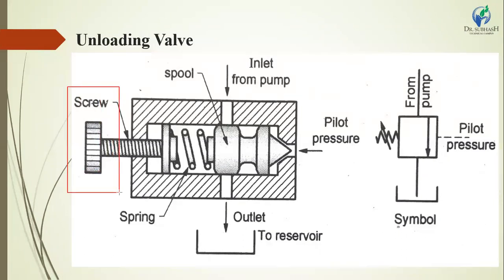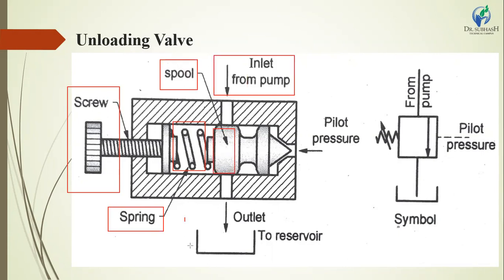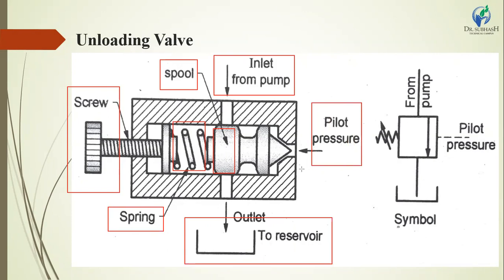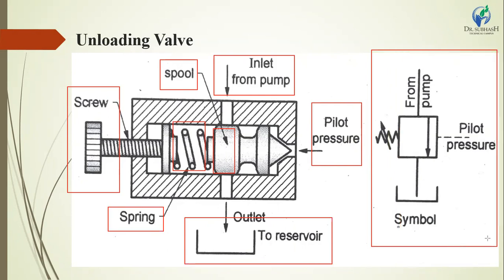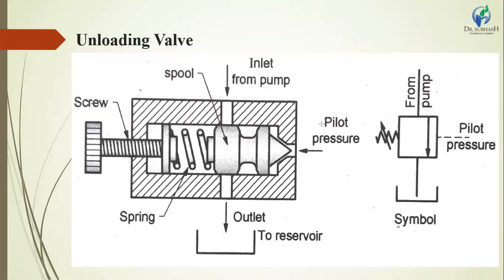There is an adjustment screw and a spring attached for maintaining the flow path. Here one spool is given. This point is the inlet from the pump. This point is the outlet and return to the reservoir tank. And here a pilot pressure is given from the mechanical work where we have to attach. And this is the hydraulic symbol. Next we will show how it works.